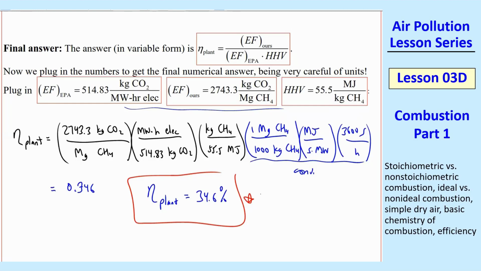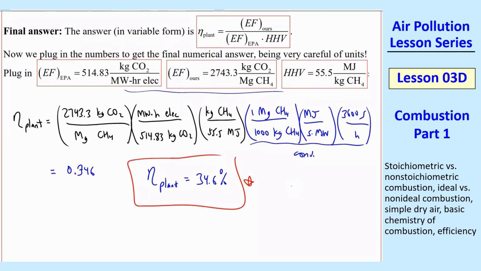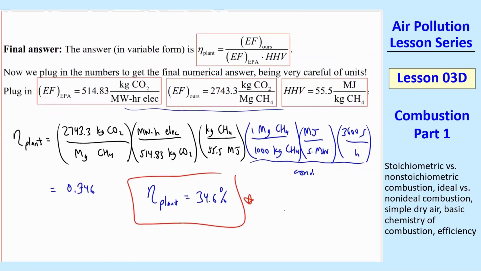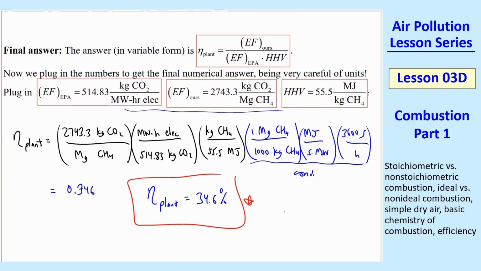So the bottom line is that the power plants that EPA used to measure and calculate these EFs have an average efficiency of 34.6%, or about 35%, which seems pretty low, but that's how power plants are, pretty poor efficiency overall, as you learned in thermodynamics.